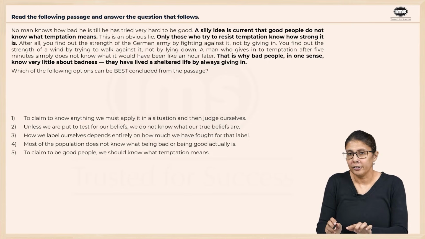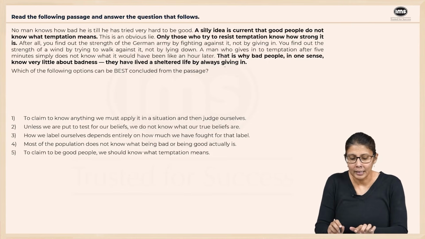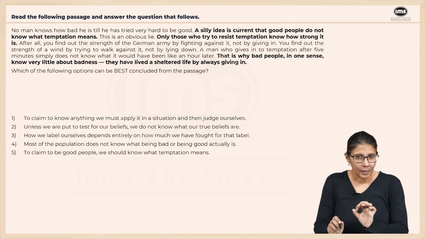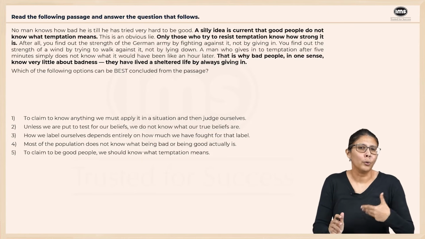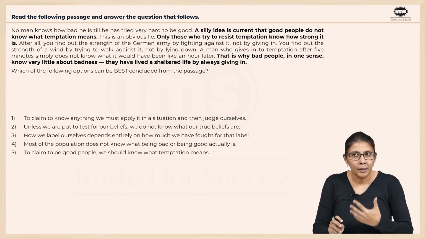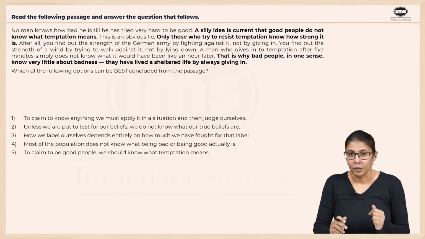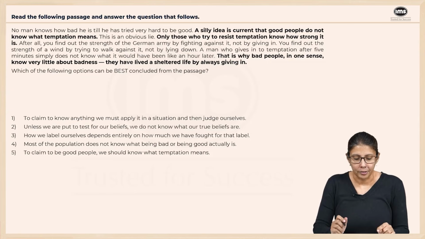After that, the next major point is given to us in the last sentence. That is why bad people in one sense know very little about badness. They have lived a sheltered life by always giving in. So what are we trying to say? That you get to know something only when you try to resist it or you fight it, kind of. Now, keeping that in mind, let's evaluate our options.